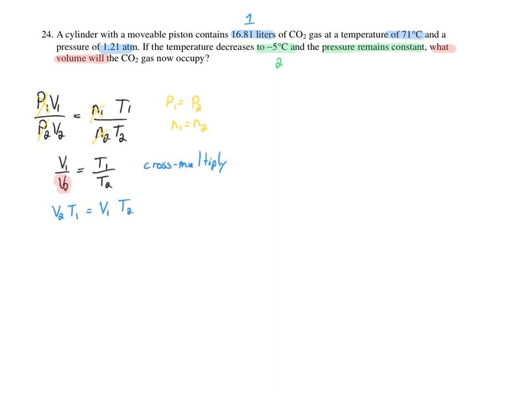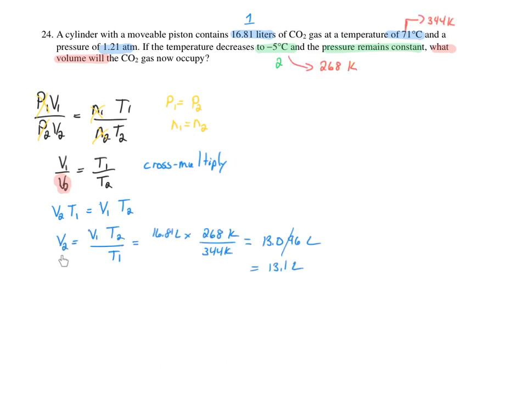We're going to cross multiply, which means V2 times T1 equals V1 times T2, as we see down here. Continuing solving for V2. We solve for V2, plug in our variables from the statement of the question. We look at the sig figs. Sig figs, we can justify 3 sig figs.